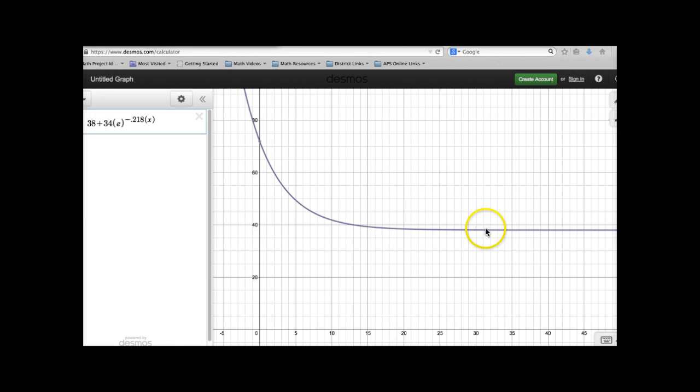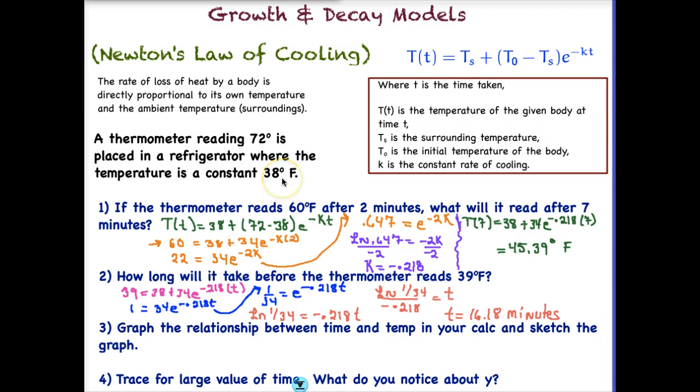Well, as we move out over time, look what happens to our y value. It starts to approach some sort of constant amount. And if you'll notice, 38.3, 38.2, I can continue on, 38. It really just approaches 38. If you'll notice in our equation, let's go back, 38 is our constant temperature of the refrigerator. So at some point, what we're cooling will not go below 38. So y is approaching 38 is what's happening.